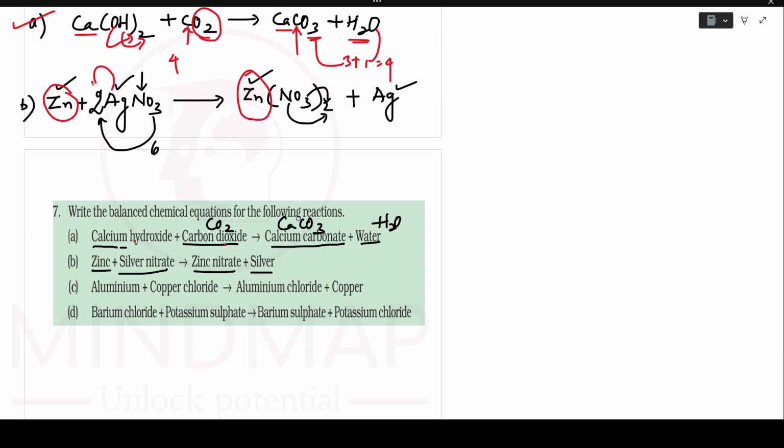Silver. Silver is 2 here, silver is 1 here. So write 2. Nitrogen is 2, and nitrogen here is 2. Oxygen here is 3, and 2 here, so 2 3s are 6, and here it's 2 3s are 6. So this is your balanced chemical equation. Got it? Okay. Let's move to the next one.